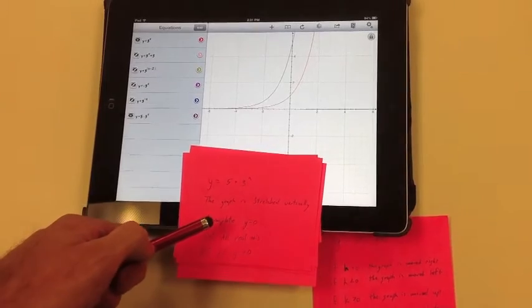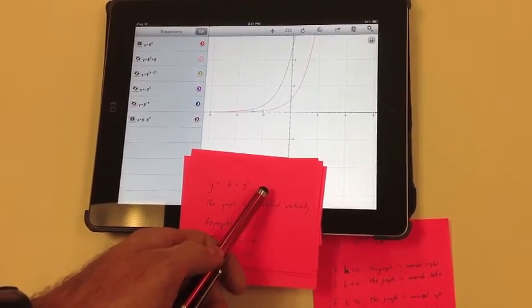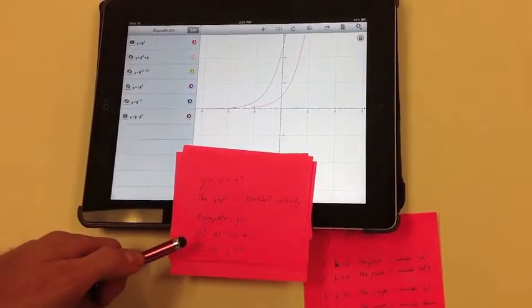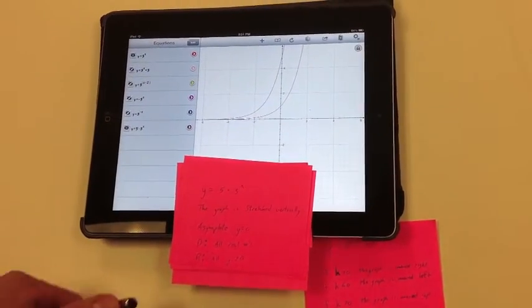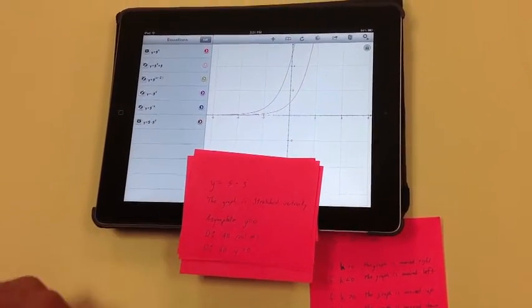As far as the asymptote goes, it is still a horizontal asymptote at y equals 0 because nothing is being added to the end. The domain is still all real numbers because it goes to the left and right forever. And my range is still all y values greater than 0.